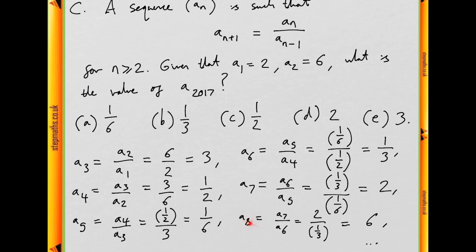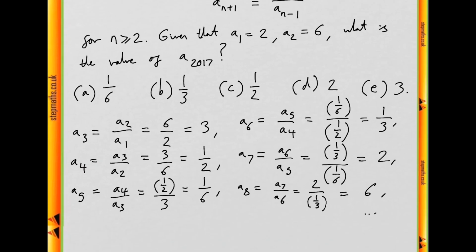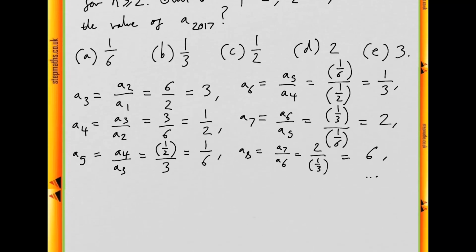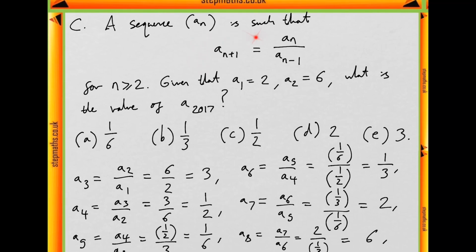So A9 is going to be exactly the same calculation as A3: 6 over 2, giving us 3. And A10 will be the same calculation as A4, and so on. So it looks as if these numbers are going to repeat every 6. But we can show that this will be the case by looking at the formula we're given.